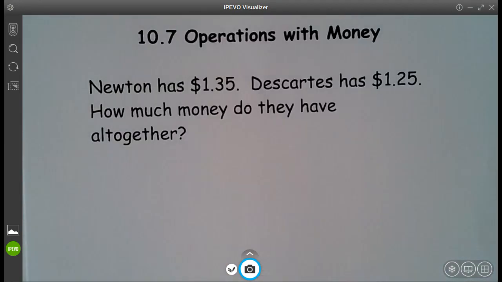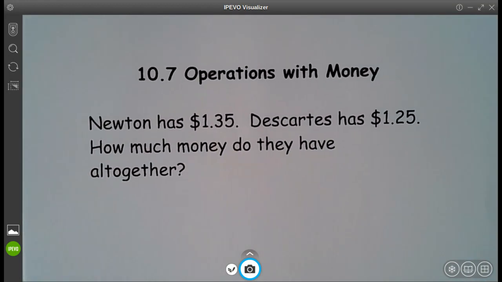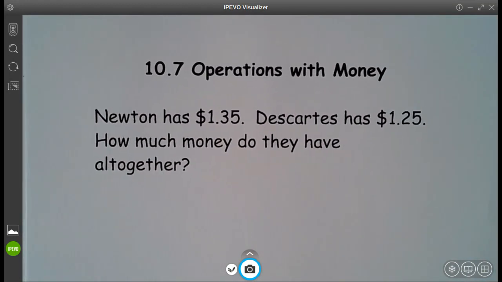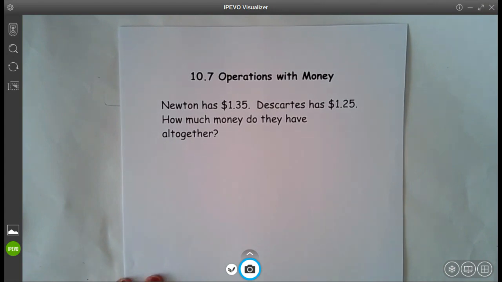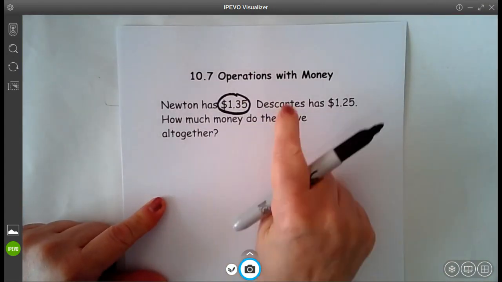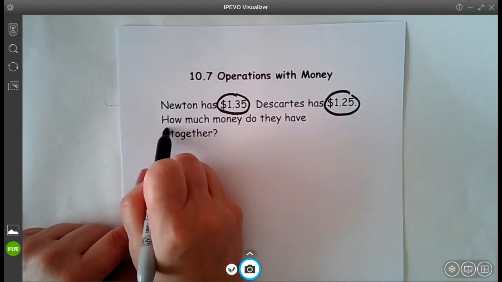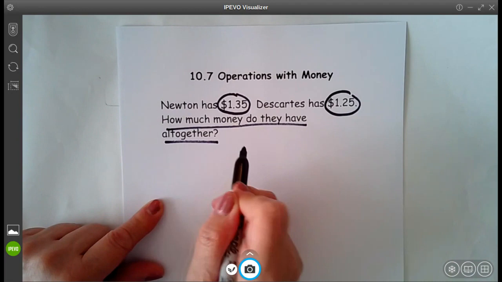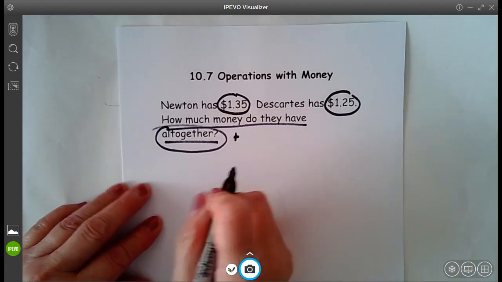We're going to go over 4 example problems, and I'm going to show you how to figure the problems out 2 different ways. Let me zoom out a little bit here. All right, the first one: Newton has $1.35, and I'm going to circle $1.35. Descartes has $1.25. How much money do they have all together? Underline my question, and altogether that tells me I need to add.